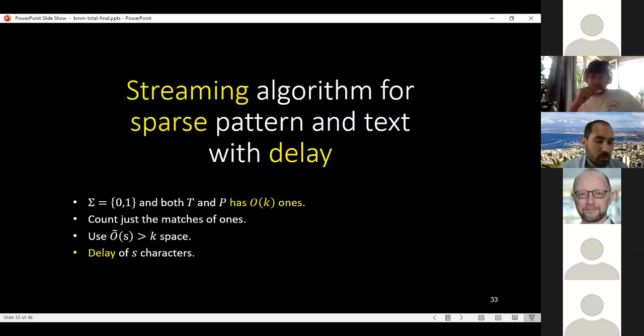And now I want to focus on some toy problem that will be a way to introduce our ideas in the paper. So I want to solve the problem of streaming algorithm for sparse pattern and text, which means let's assume that the pattern and text are from binary alphabet, and they are almost everywhere zero, except for order of k positions where we have ones in the text and order of k positions where we have ones in the pattern. And our goal is just to count the matches of ones. After that, to compute the Hamming distance, it's not a real problem. And we are allowed to use order of S space as a parameter, just like in the original problem. And we are allowed to report the results with delay of S characters.